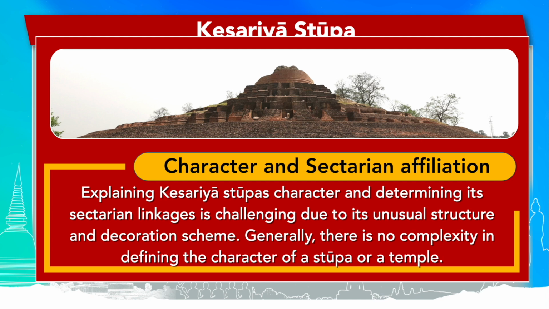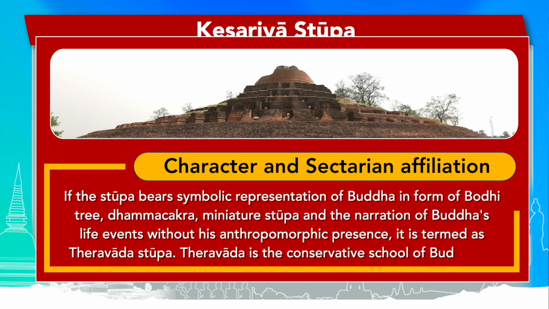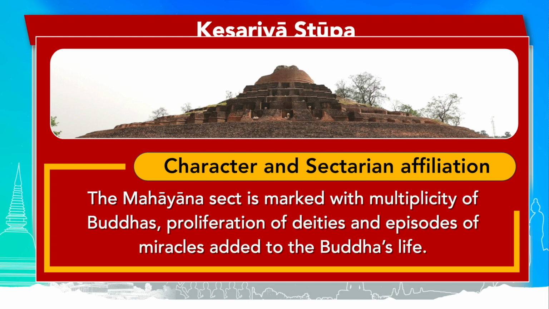Generally, there is no complexity in defining the character of a stupa or a temple. If the stupa be a symbolic representation of Buddha in form of Bodhi tree, Dharma chakra, miniature stupa and narration of Buddha's life events without his anthropomorphic presence, it is termed as Theravada stupa. Theravada is the conservative school of Buddhism. The Mahayana sect is marked with multiplicity of Buddhas, proliferation of deities and episodes of miracles added to Buddha's life.